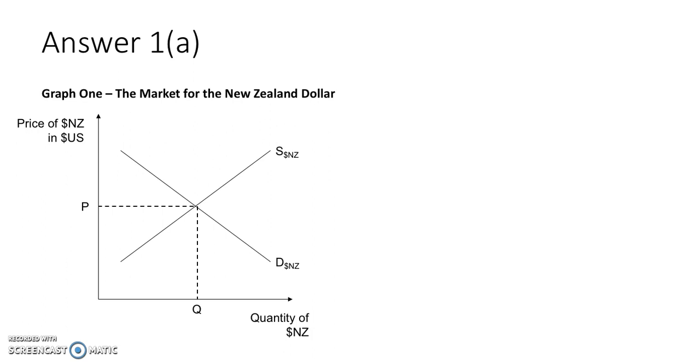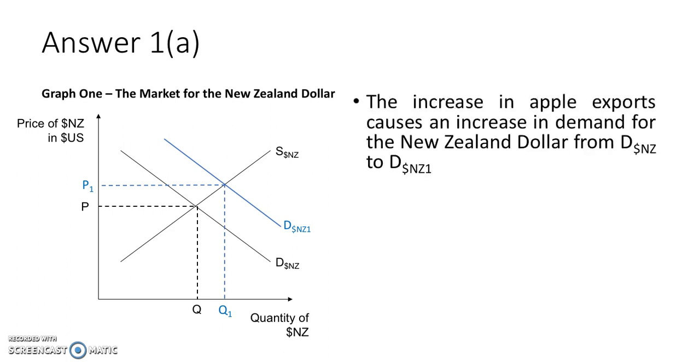Now this was an increase in apple exports. So what's going to happen is that our demand for the New Zealand dollar is going to increase. It's going to increase because they need to buy more of our currency to buy more of our exports. We can see this causes an increase in price from P to P1. And though quantity goes from Q to Q1, that is not the focus of our attention. Right, in that, we get three very simple steps.